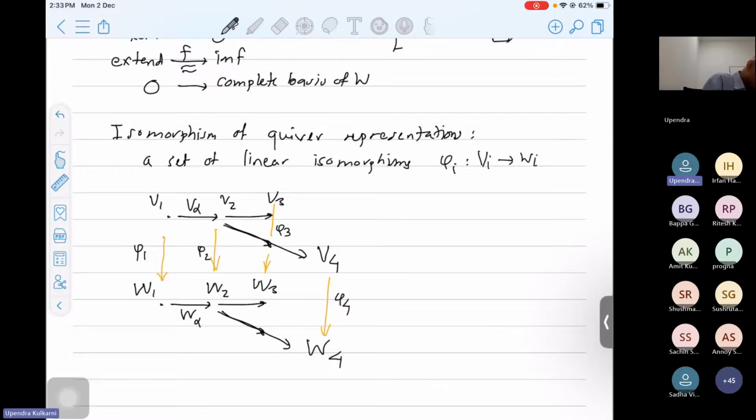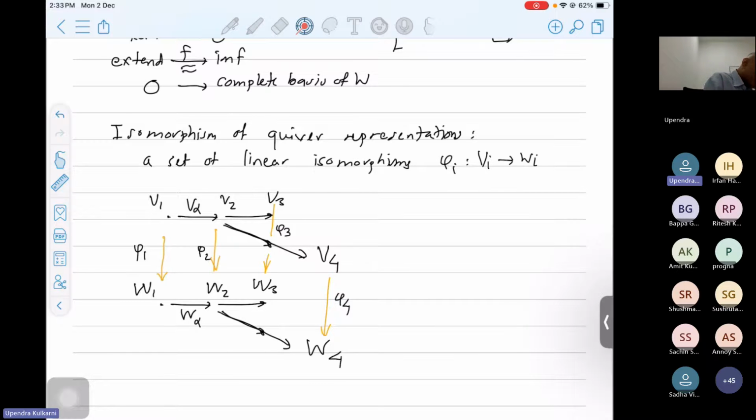So for example, going from V1 to W2 via V alpha and phi 2 should be really the same thing as going via phi 1, first doing phi 1 and then W alpha. Okay. So this is what the definition of an isomorphism is.